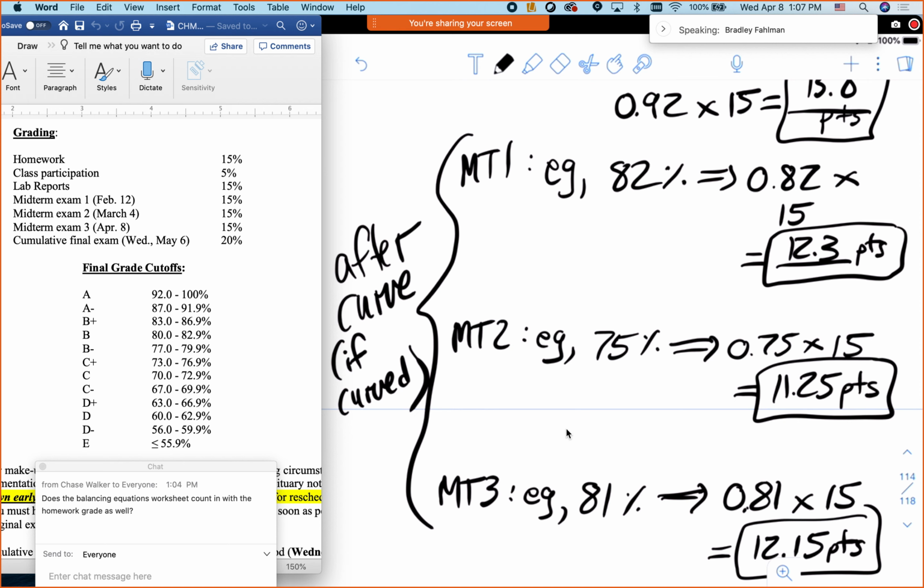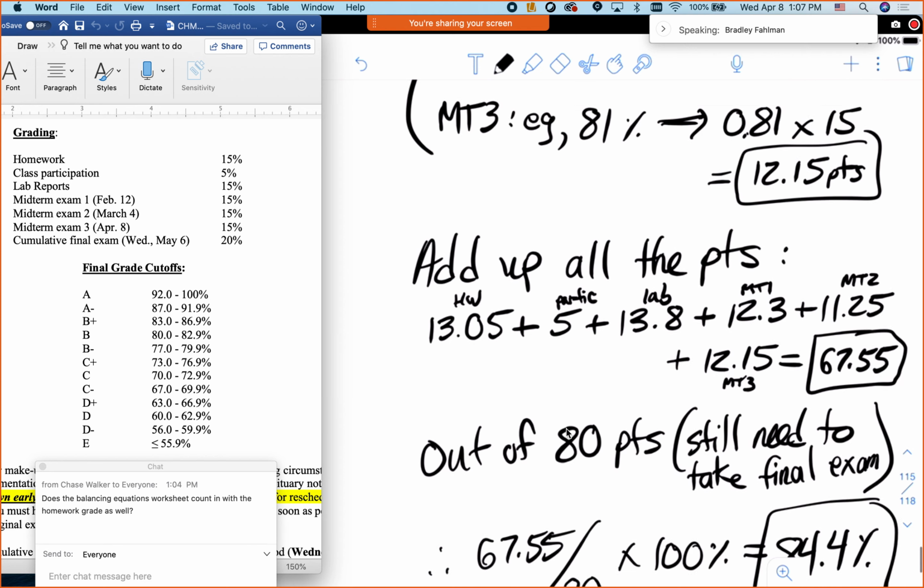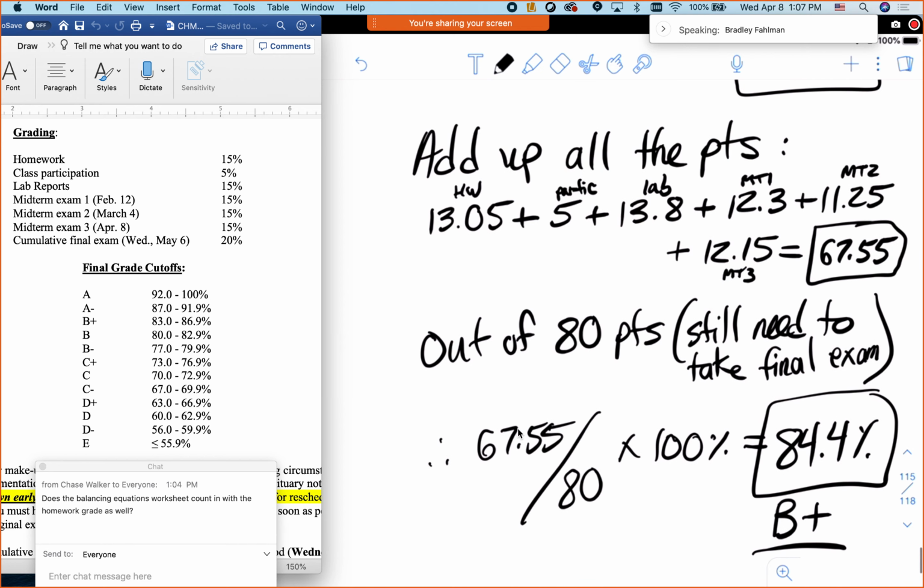Once you have all those categories, you just add them up. That's what you had for homework, participation, your labs, and your three midterms. You'll get a total for that, and so far it'll be out of 80 points, because you still have to take the final exam, which is 20%. So you just do that over 80 and you get a certain percentage.